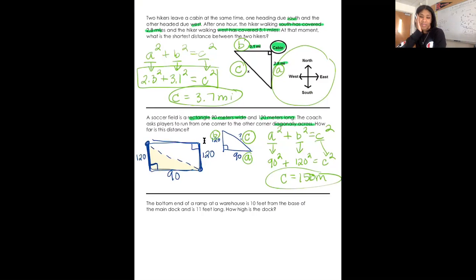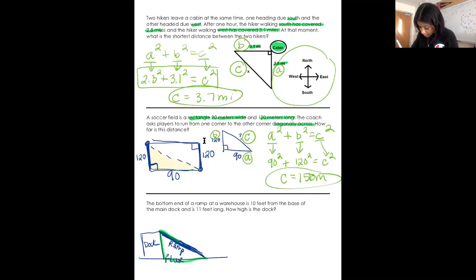We're at a warehouse and we have a ramp. We're loading stuff up a dock. I'm going to draw a dock. That's the dock. Then we have a ramp. That's my ramp. And there's the floor. Cool. You see a right triangle? I do. Let me highlight it for you. This is the right triangle right here.